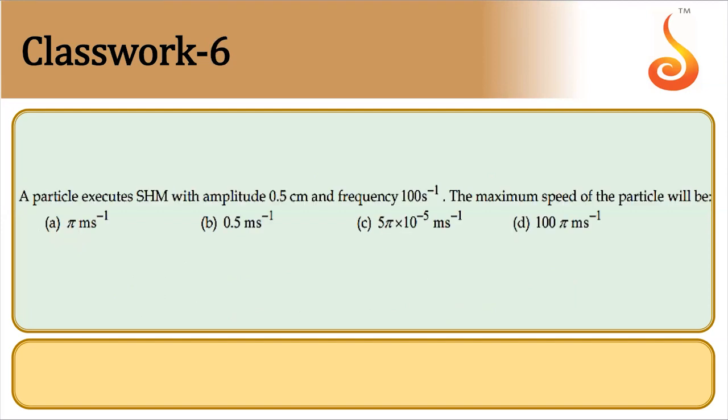A particle executes SHM with amplitude 0.5 centimeter and frequency 100 per second. Maximum speed of the particle will be. Direct question. Maximum speed of particle is given by A omega. If you remember, we had used it in the previous worksheet also. A is amplitude, that is 0.5 centimeter. Omega is 2 pi f. f is what? 100 per second.